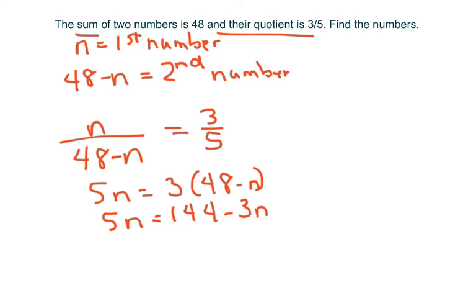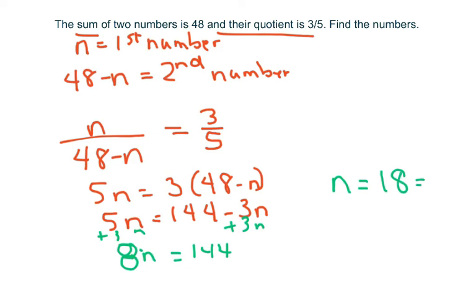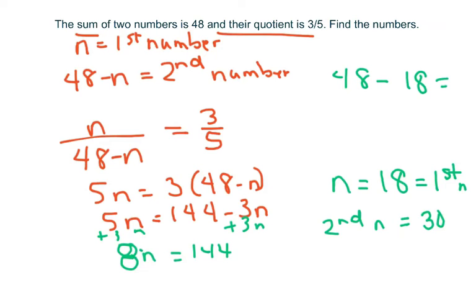And we just solve. I'm going to add 3n to both sides, so I get 8n equals 144. All right? So n is 18. That's your first number. Your second number is 48 minus the first number, which equals 30. So our second number equals 30.